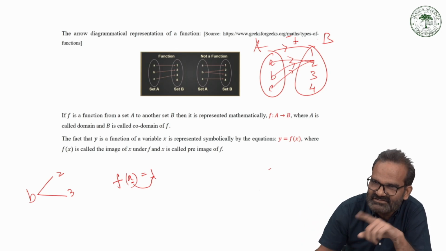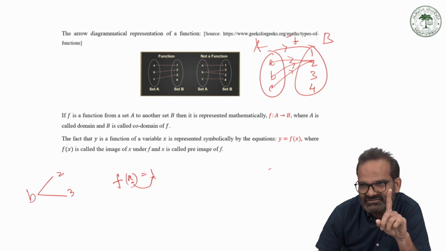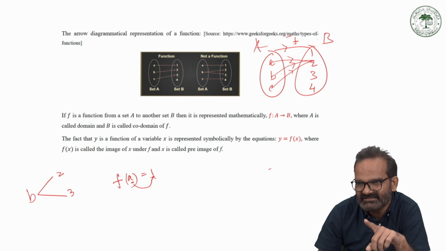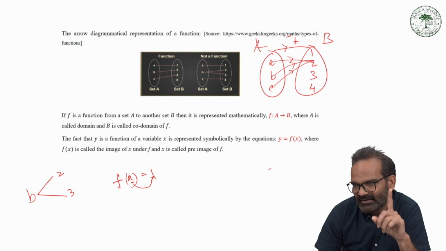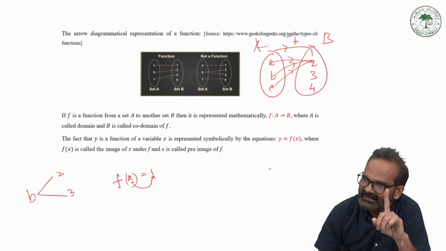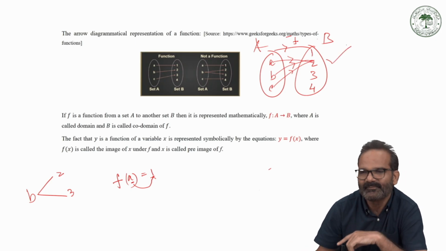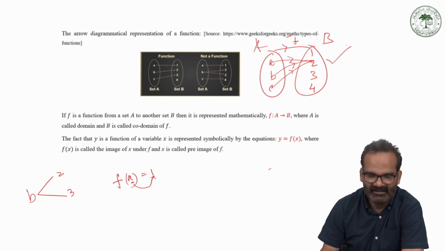Image of A is 2. We are having only one image 2, of A. Image of B is 2. B is also having only one image. C is also having only one image. So all the three elements A, B, C are having only one image. That is why this is also a function, right?